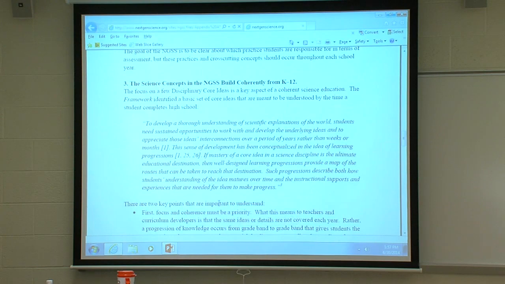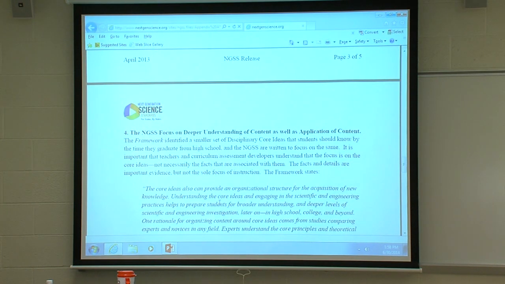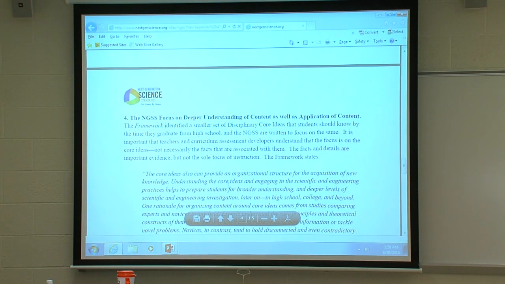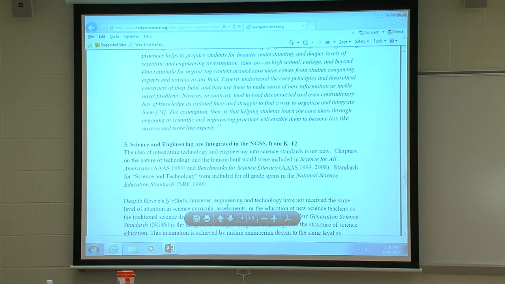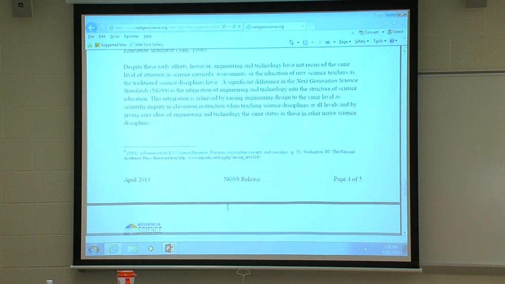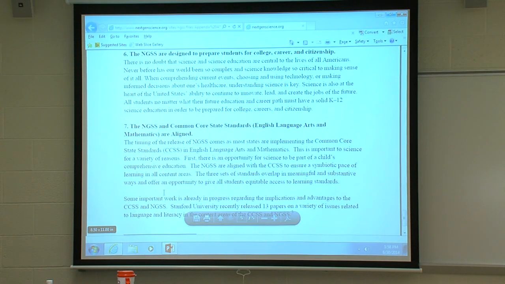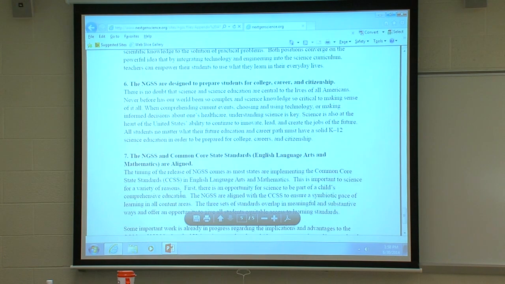The concepts in NGSS build coherently from grade K to 2. And I'm not going to spend a lot of time reading this. I just want you to know where it is. Focus on deeper understanding of content as well as application of content. No more spitting back facts and memorizing things to take tests, but really digging deep into it to understand the concepts and core ideas. Science and engineering are integrated from K-12. They're designed to prepare students for college, career, and citizenship. NGSS and Common Core state standards are aligned. And I'll show you what that looks like.